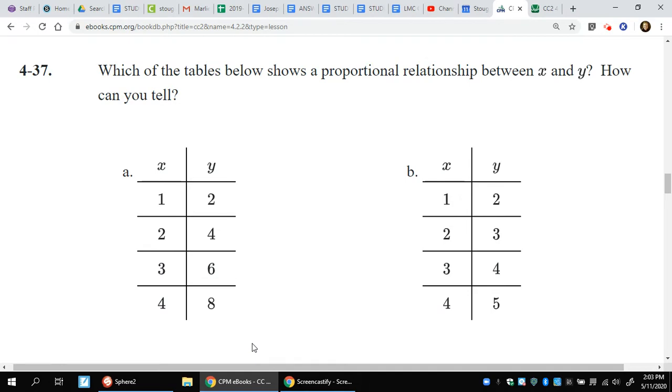I have a table A and a table B. And the question is, which of the tables below shows a proportional relationship between X and Y? When I analyze these tables, I see that in table A, I can do something to the number in X, and I'm going to get a different result that comes out in column Y. So if I multiply 1 times 2, or X times 2, I get the answer in Y.